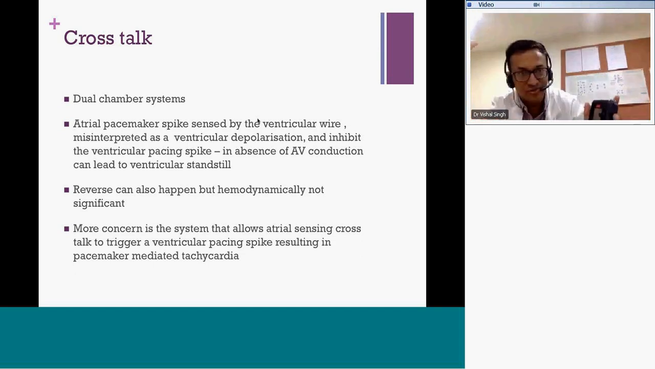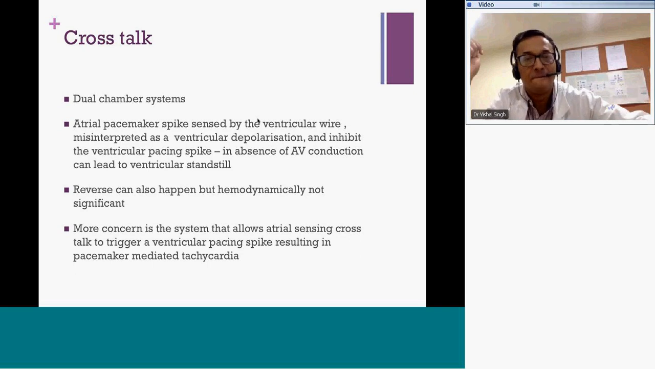Atrial, no sensing. So understand, sensitivity high means a higher setting out here. Okay, that's important. An atrial pacemaker spike can lead to the ventricle misinterpreting it as sensed, a misinterpreted ventricular depolarization. And this automatically, as a refractory thing, inhibits the ventricular pacing spike in the absence of AV conduction.